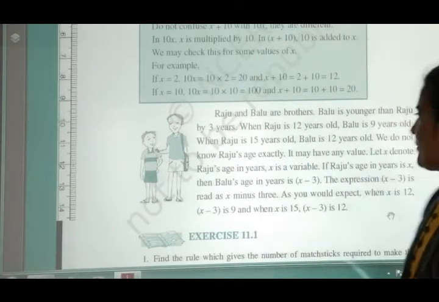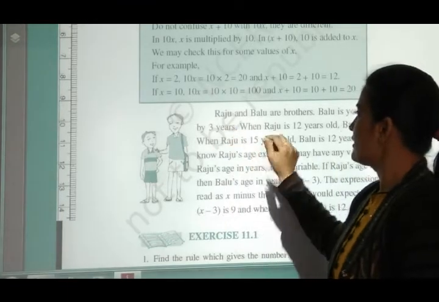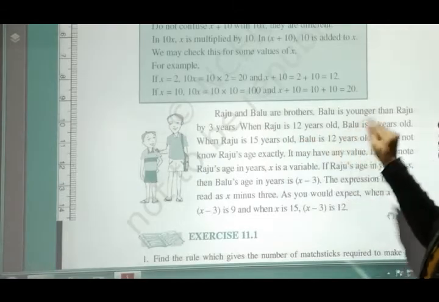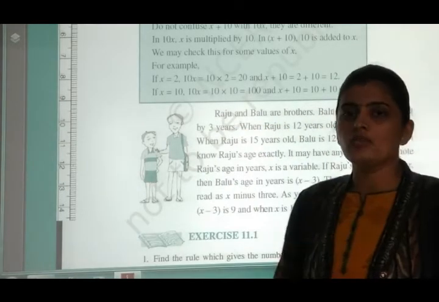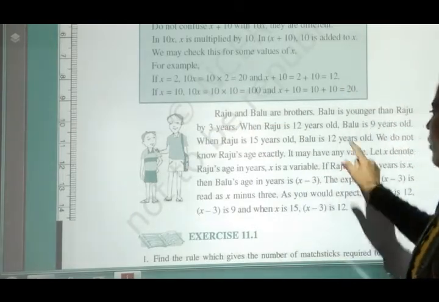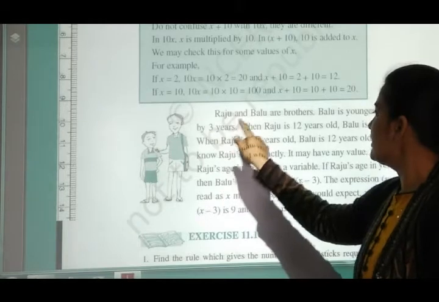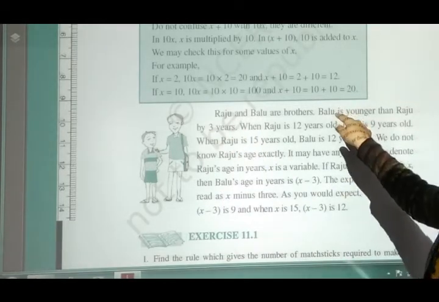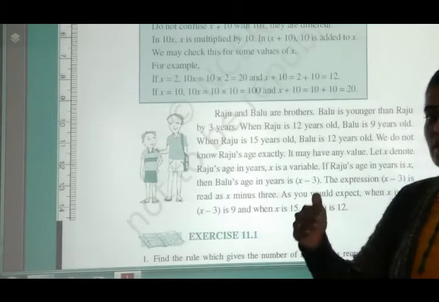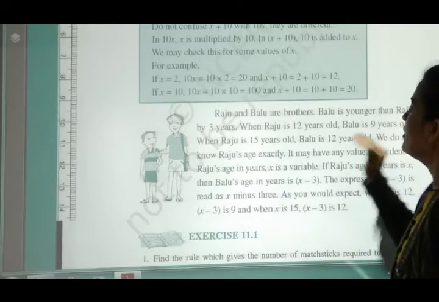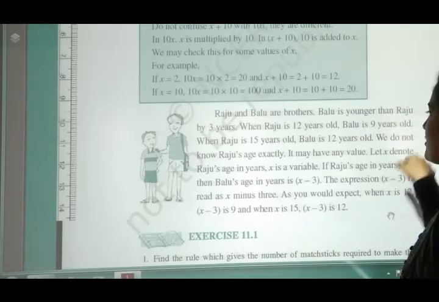Two brothers are there. Balu is younger than Raju by 3 years. When Raju is 12 years old, Balu is 9 years old. A relation is given between Balu and Raju's age. What? That Balu is younger than Raju by 3 years. That means Raju is elder and Balu is younger. So when Raju is 12 years old, Balu is 9 years old.